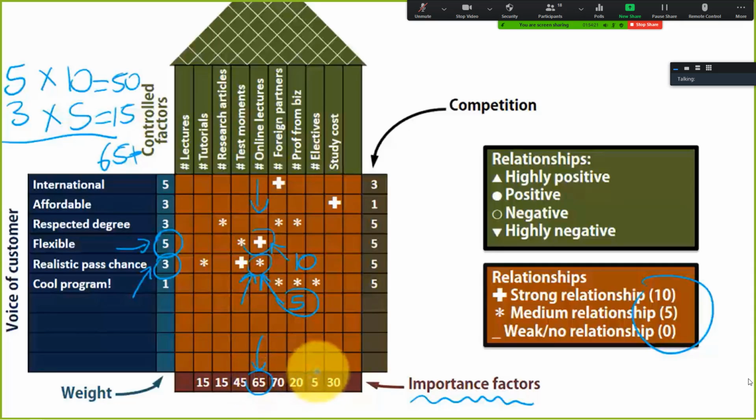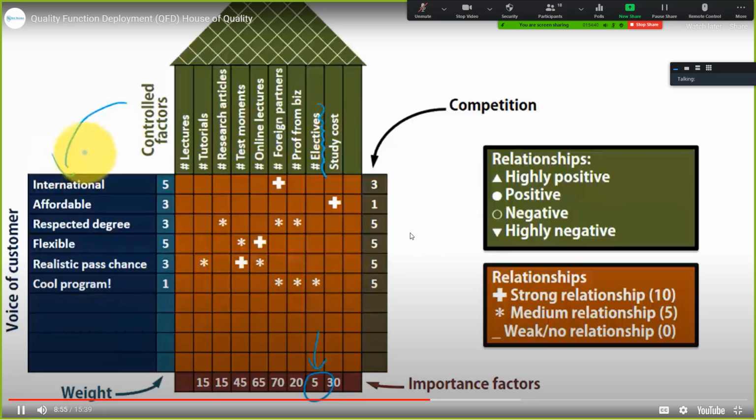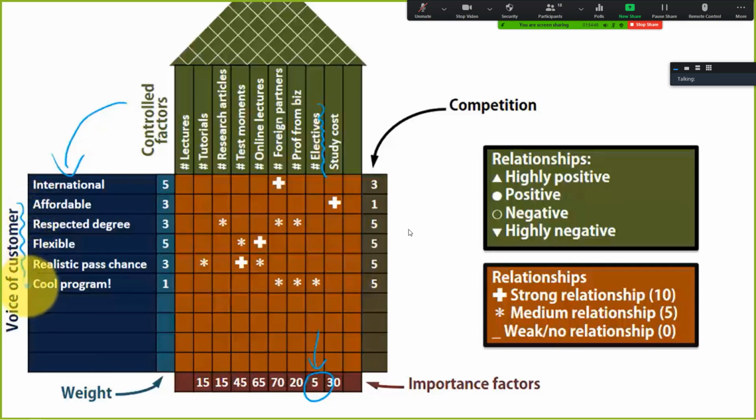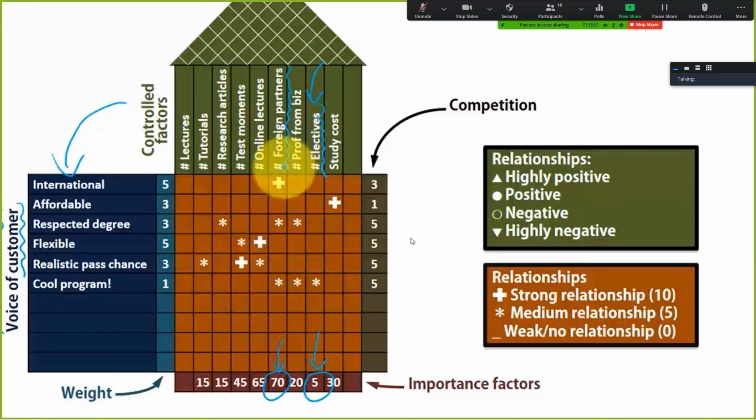The same principle also counts for the other values. I'm not going to waste your time there. I'm sure the principle is now clear. Now, how do we interpret these values? Well, as follows. If we see here a very low value, for instance 5, that means that the factor attached to this value, namely the number of electives, does not have a very strong role in achieving customer satisfaction. So in satisfying this voice of customer, namely what the customer wants, this factor is not a very important one. But this one here that has a very high value, namely the number of foreign partners, has a very strong effect on satisfying the voice of customers.